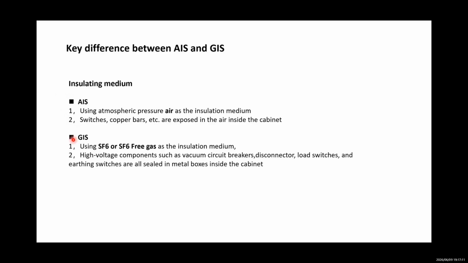All the high voltage components, for example, vacuum circuit breaker, disconnector, load switch, or earth switch, are all sealed in a metal tank or box inside the cabinet. So this is the key difference between AIS and GIS. And because of the different insulation mediums, there are several differences between AIS and GIS. We will talk about this later.